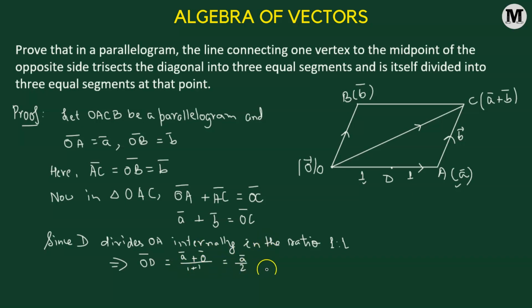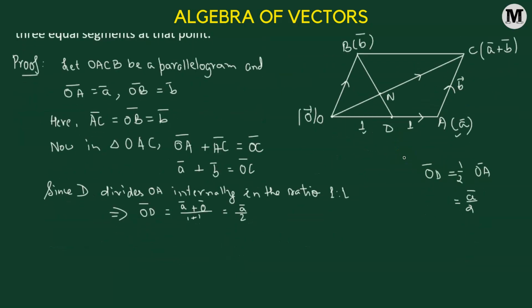Anyways, we didn't have to use the internal section formula here because we know that vector OD is clearly equal to half of the vector OA, and that's going to give us vector A over 2. However, I wanted to show you how to use the internal section formula because this will be used in a moment. Next, what we'll do, we'll join point B and point D, and this, let's say, intersects OC at the point N.